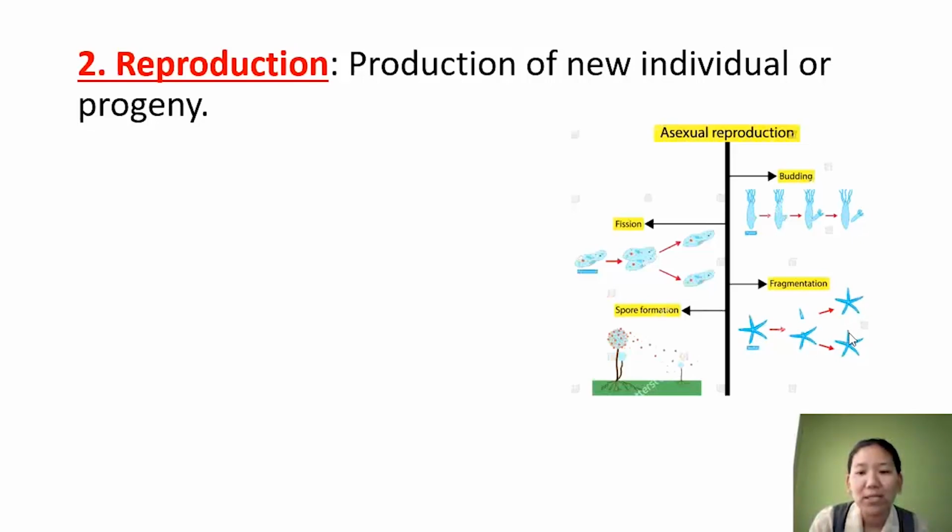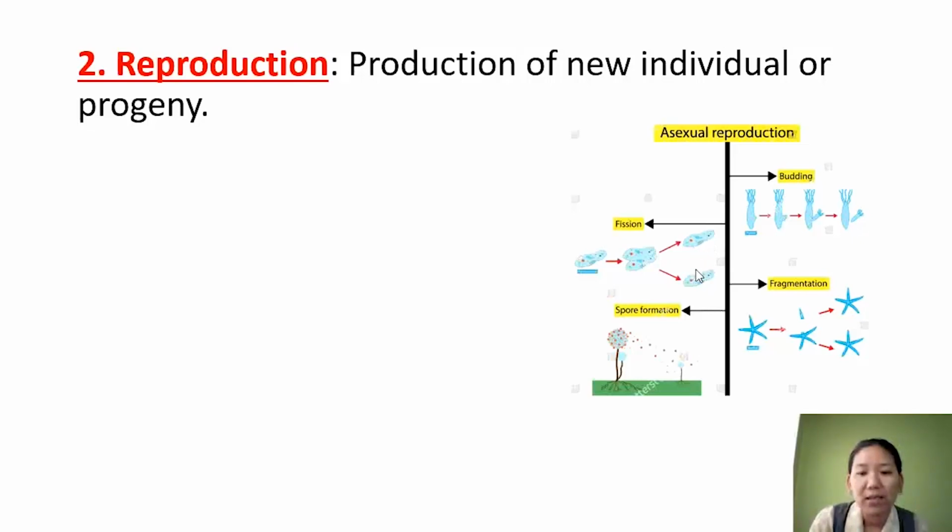Here again you can see this increase in number or production of new progeny, and such a mode of reproduction occurs by fragmentation. Third, fission. Here the example is paramecium. It is an aquatic freshwater organism, and this paramecium splits into two. That is called fission.